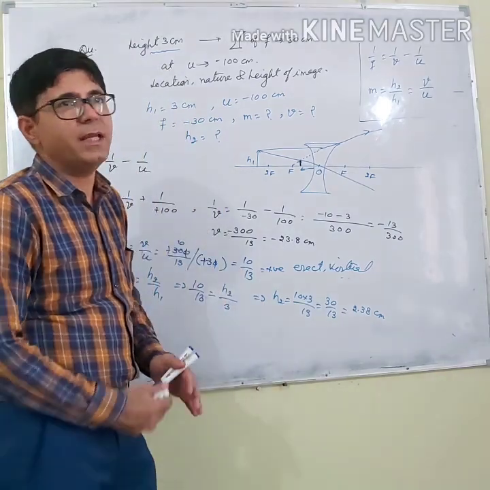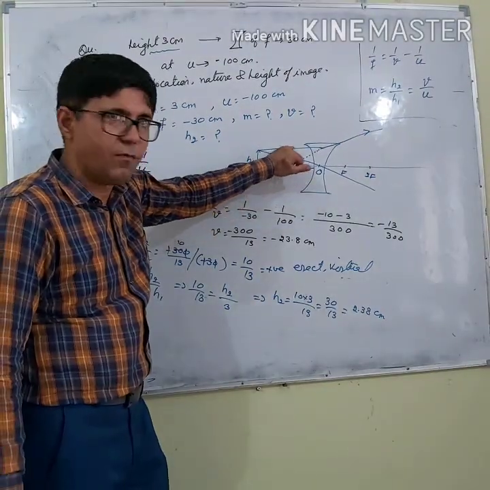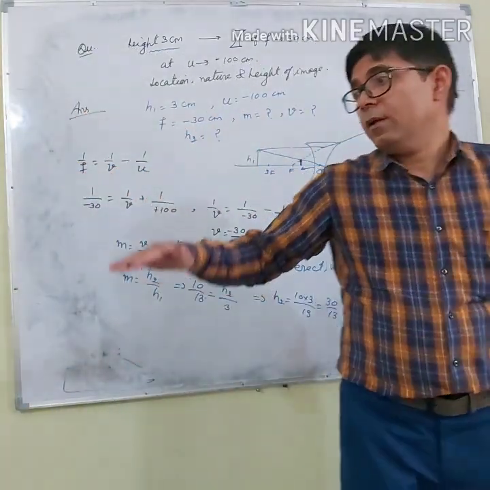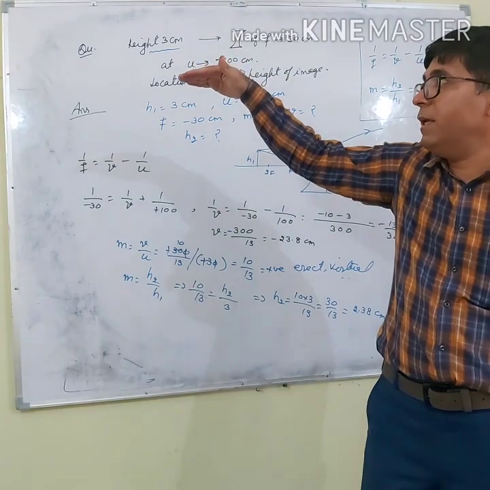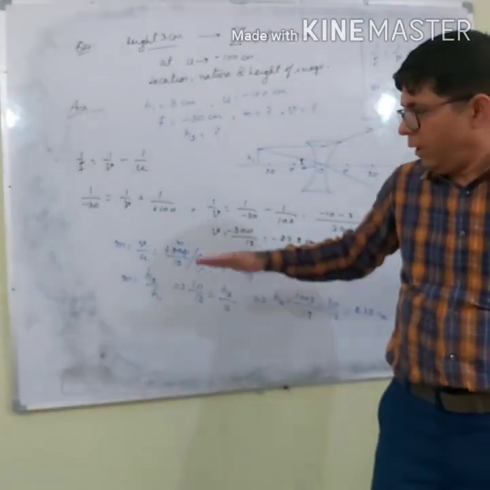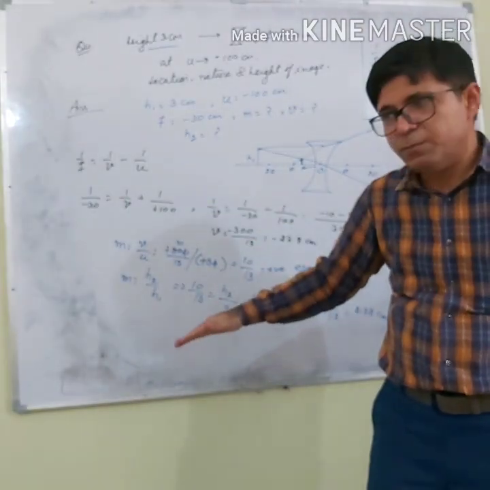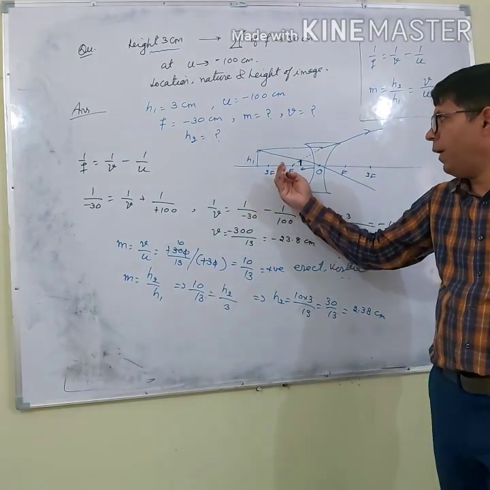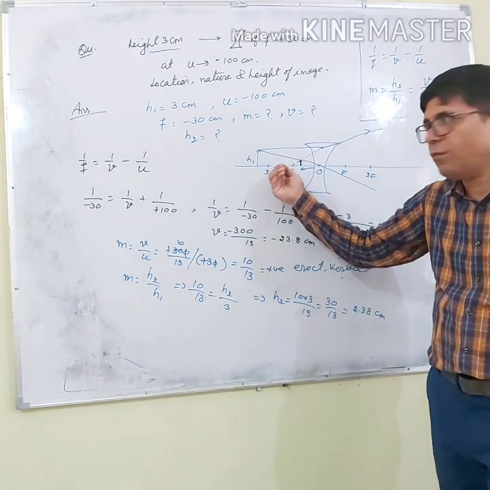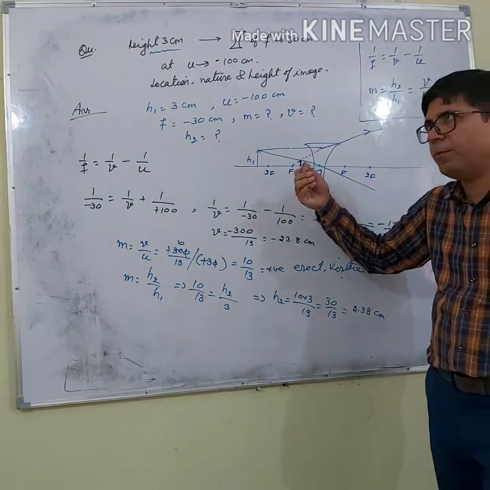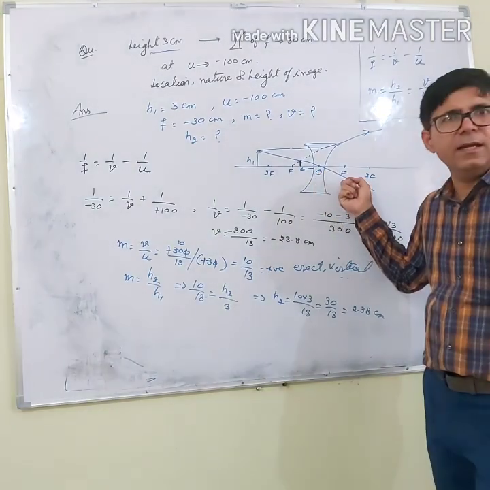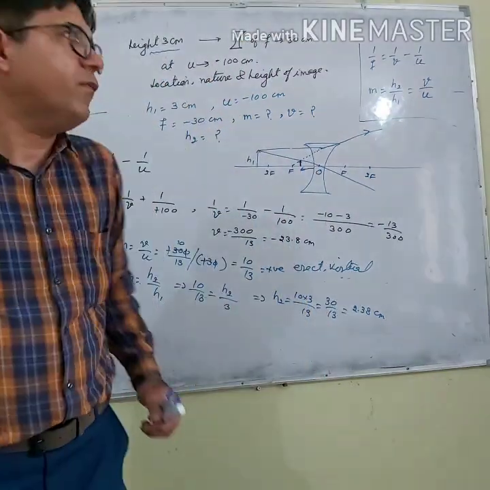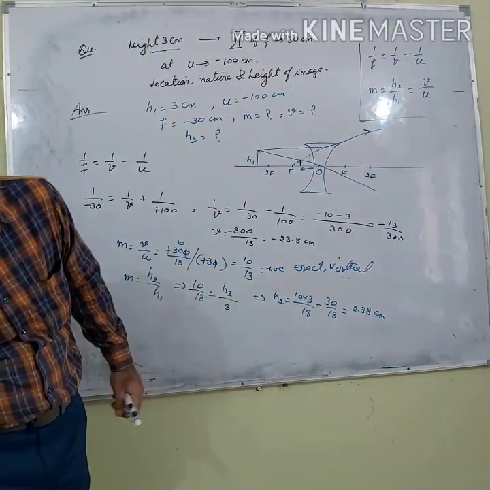What does this positive sign indicate? It indicates that the image is formed above the principal axis. All of you know that when height is above the principal axis, it is taken as positive. When something is below the principal axis, its height is taken as negative. If a point is on the left hand side, its distance from the optical center is always taken negative, and if it is on the right hand side, its distance is always taken positive. So if we use sign convention, we will get these results.